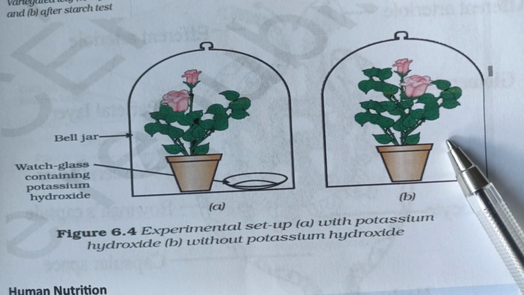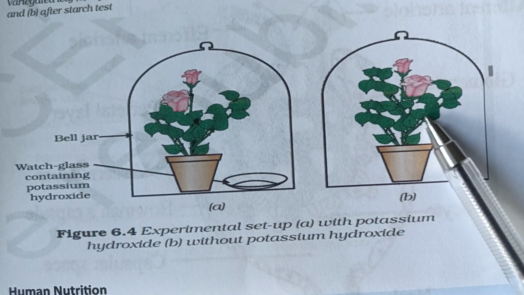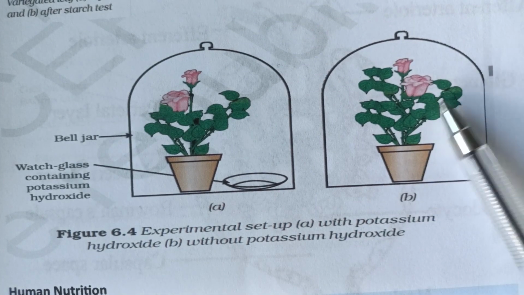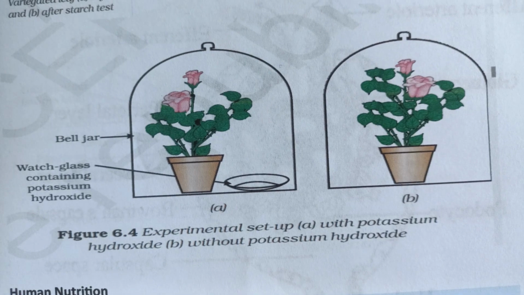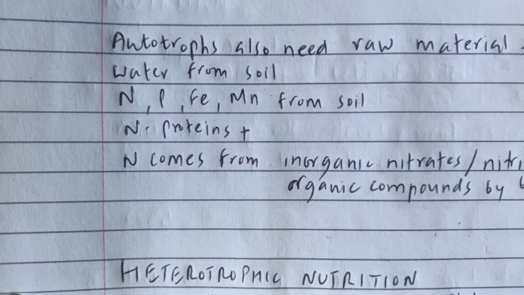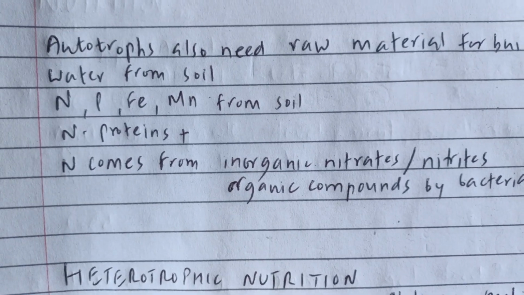Now this plant has received sunlight, it has CO2, so it will perform photosynthesis and it will show the presence of starch. So if you do iodine test on this, the color of the leaf from this plant will change to blue, and this will not change. So that's the second activity your book gives. And there's one more activity they talk about. We'll also talk about that in the next few minutes. But before that, let's finish up the autotroph nutrition topic with these few notes.